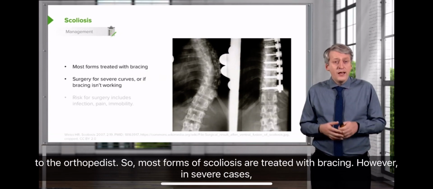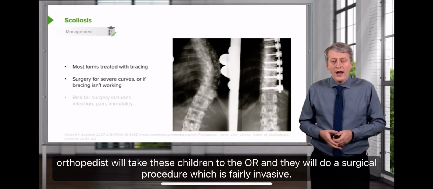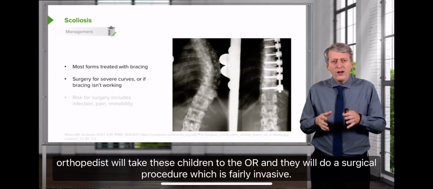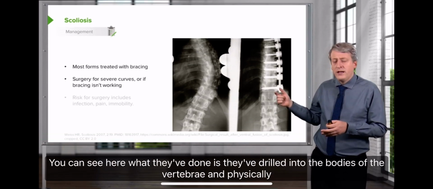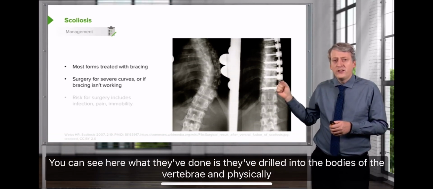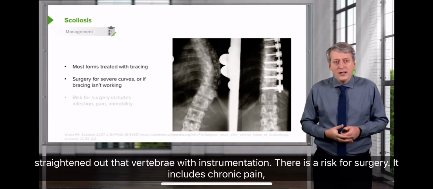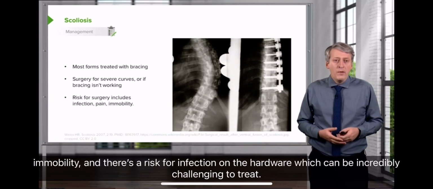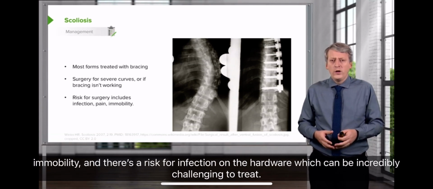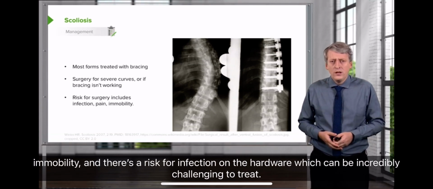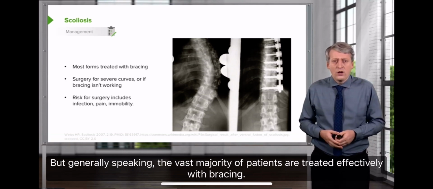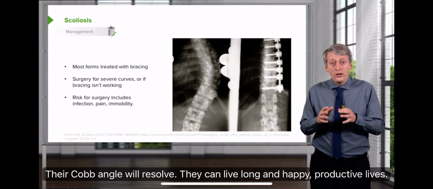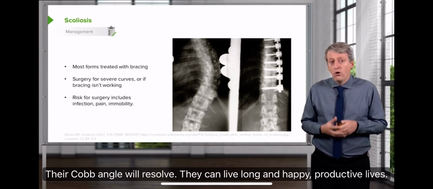However, in severe cases, orthopedists will take these children to the OR and they will do a surgical procedure, which is fairly invasive. You can see here what they've done is they've drilled into the bodies of the vertebrae and physically straightened out that vertebrae with instrumentation. There is a risk for surgery. It includes chronic pain, immobility, and there's a risk for infection on the hardware, which can be incredibly challenging to treat. But generally speaking, the vast majority of patients are treated effectively with bracing, and their Cobb angle will resolve, and they can live long and happy, productive lives.